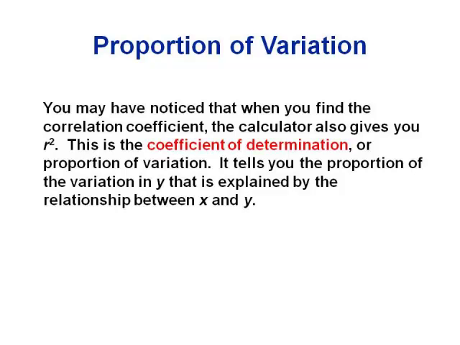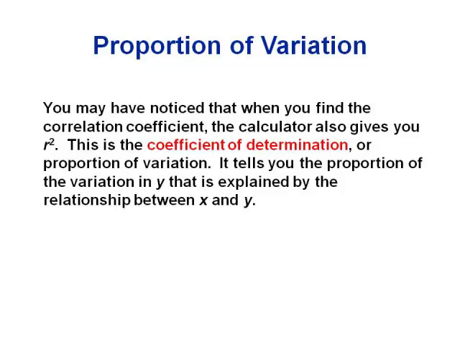You may have also noticed right above r was an r squared. This is called the coefficient of determination or the proportion of variation, just two phrases for the same thing. It really is the r value squared, so you could find it yourself as well, but they do both appear on that screen. And what that tells you is actually an interesting piece of information, because it tells you the proportion of the variation in y that is explained by the relationship between x and y.